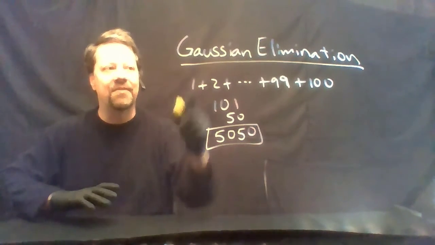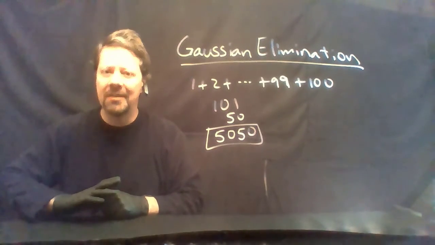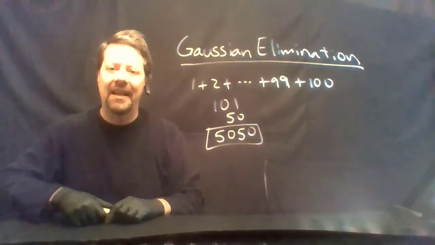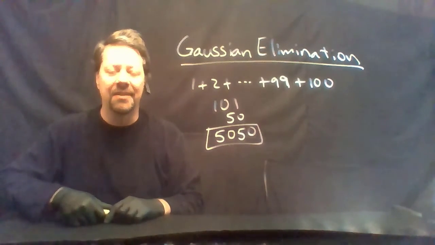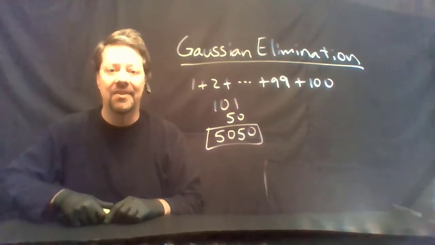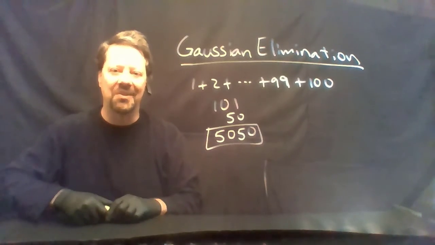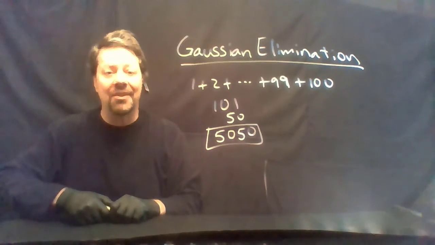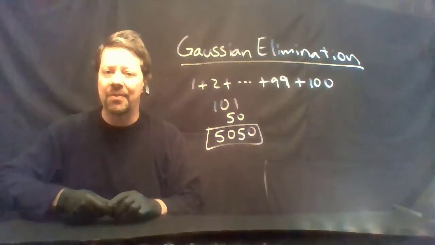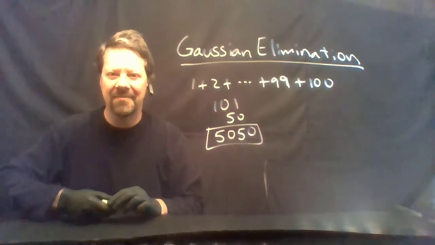Gauss was famous for a number of things. His doctoral dissertation proved the fundamental theorem of algebra: every polynomial equation of degree n has exactly n solutions, counting multiplicities, and complex solutions. Gauss also invented the differential geometry of surfaces while serving as a surveyor for the Kingdom of Hanover.